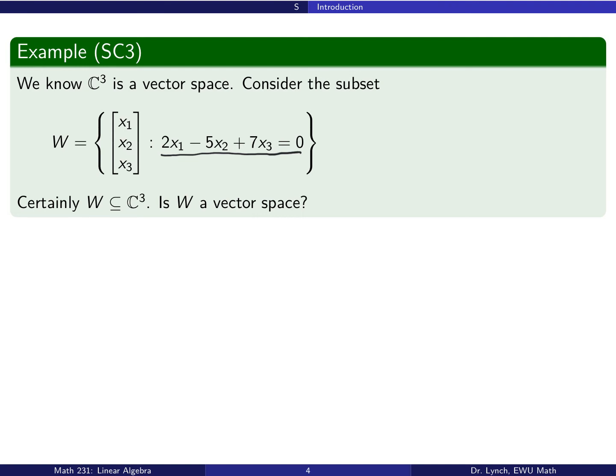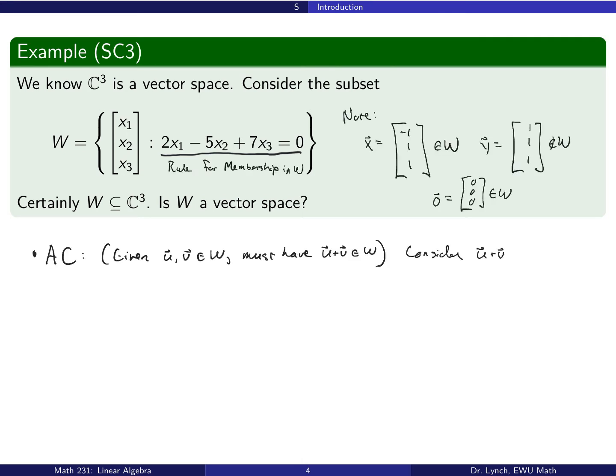Okay, so now we have to ask ourselves, is W itself a vector space? The way that you would check that is to check all 10 properties. So we'll go ahead and verify a couple of them here. Before I get into the additive closure property, I want to point out that it's quick to identify an element that is in W, like (-1, 1, 1) is an element of W. Similarly, (1, 1, 1) is not an element of W. Of course, the zero vector is an element of W, and you can see that pretty quickly too.